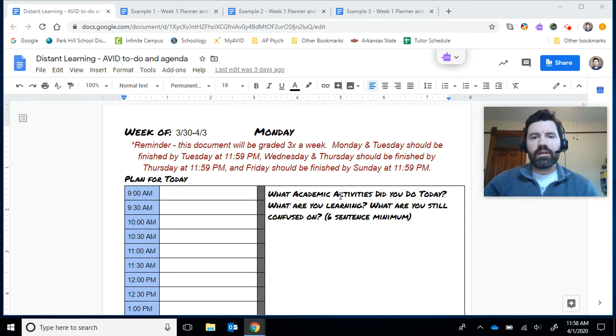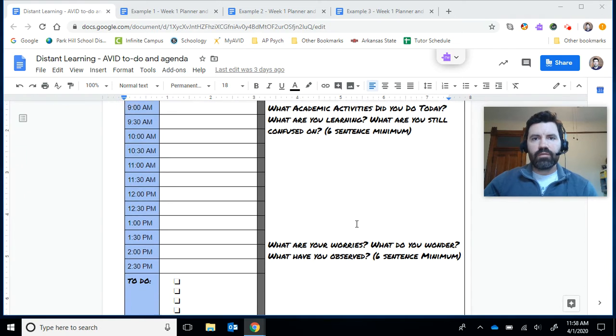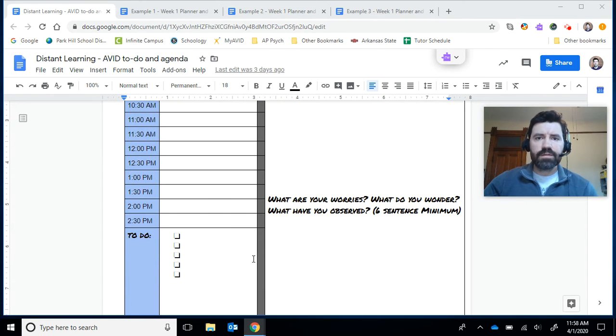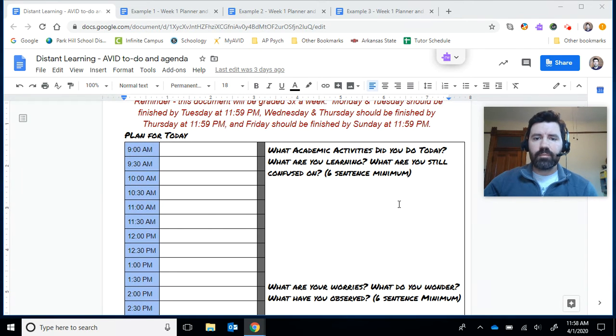Each day is worth 5 points. So some of you did Monday, but you forgot to do Tuesday. Well, if you only did Monday, the most you could get would be 5 points. Each day is worth 5 points. The planner on the left here is 1 point. The to-do list is 1 point. The journal is 1 point. And then this little box, as far as the academic activities, is worth 2 points.